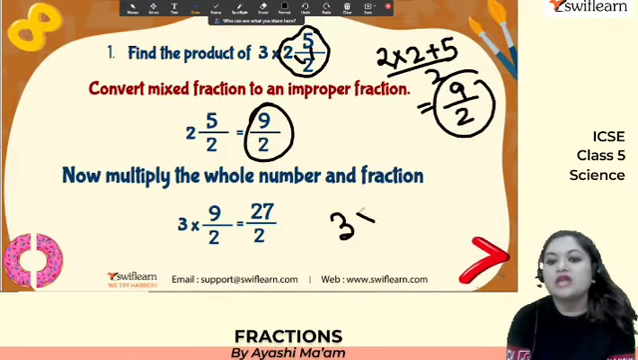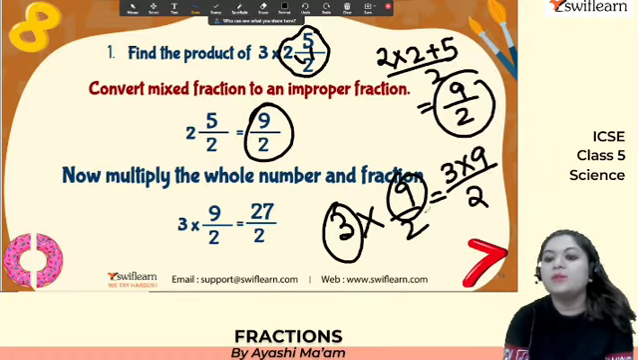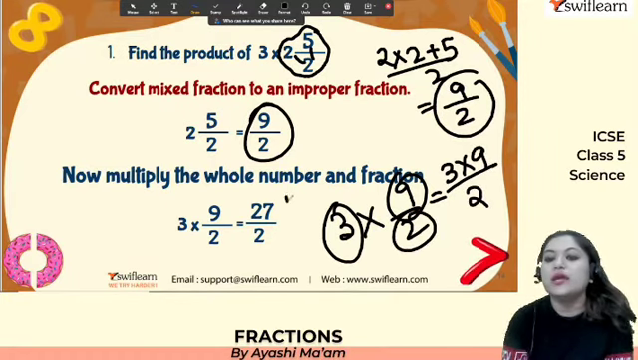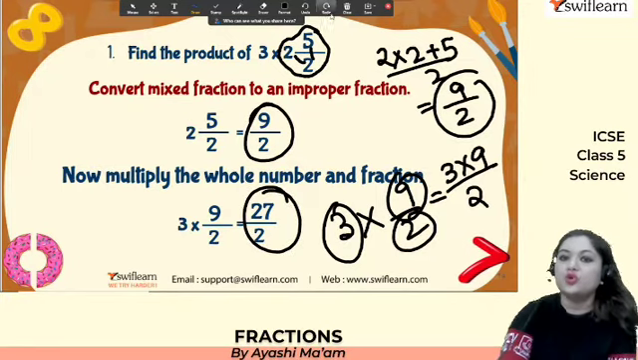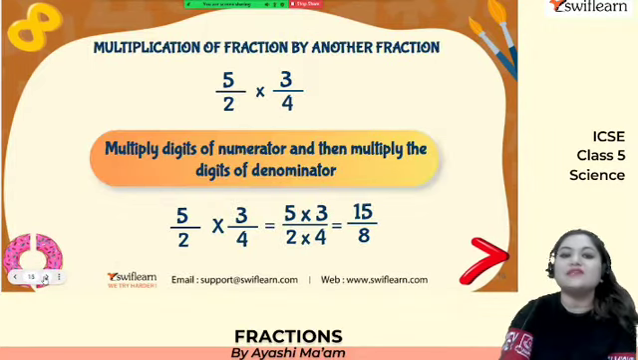So now we have the expression 3 times 9 by 2. We take the whole number and the numerator of the fraction. That means we will do 3 times 9 divided by the denominator, that is 2. So 3 9s are 27, so 27 by 2, right? This is how we can simply do it. So multiplication is very, very simple.